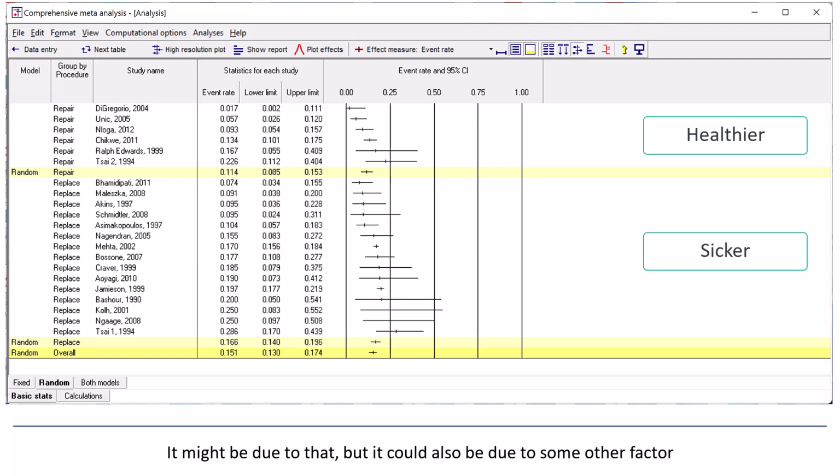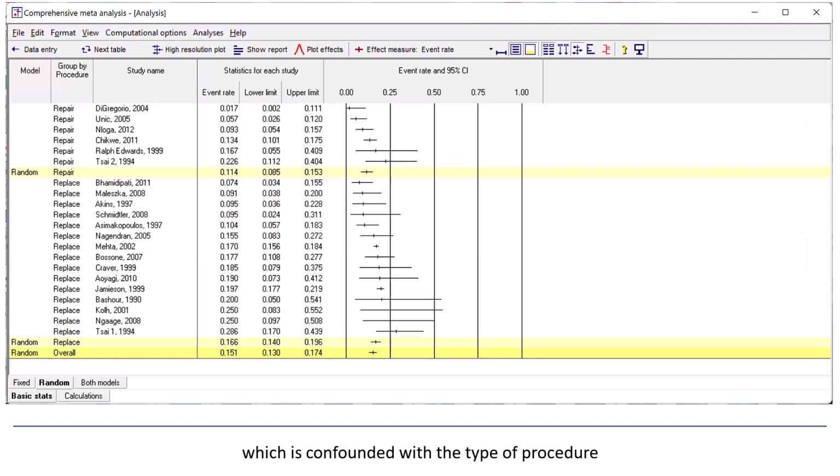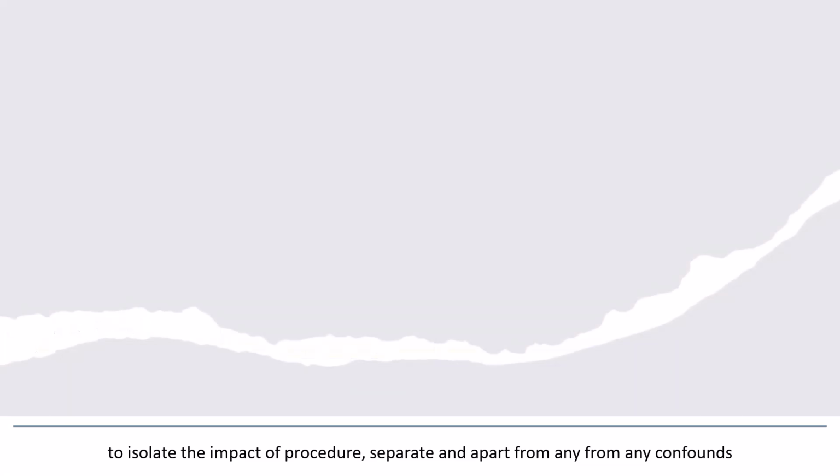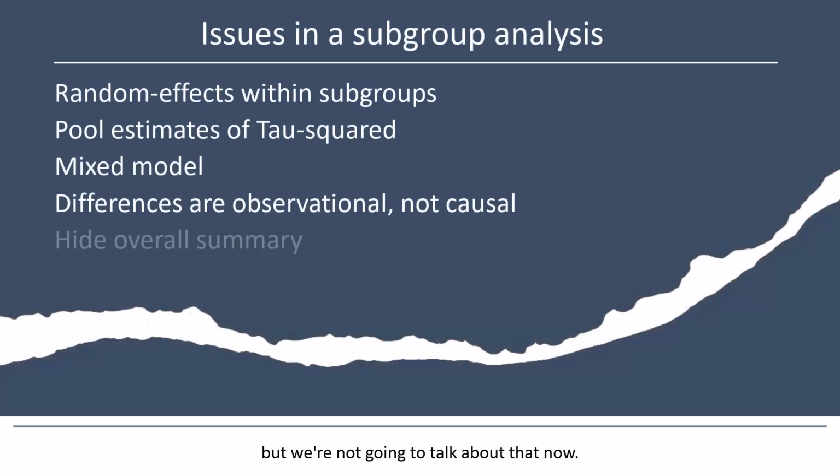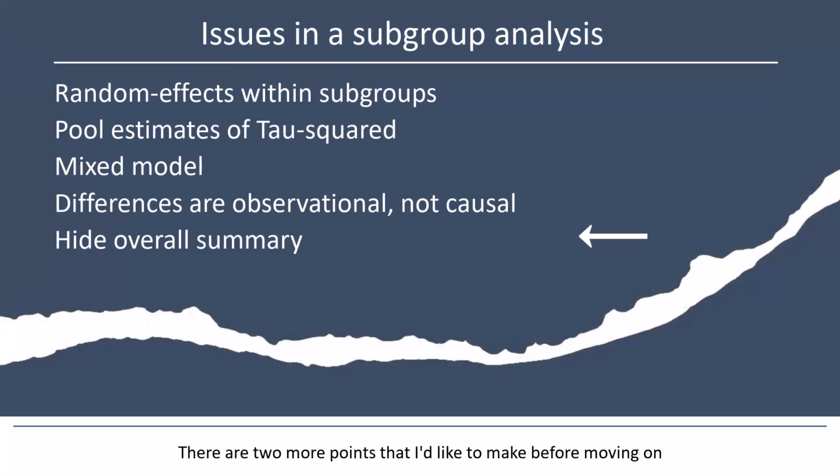It might be due to that, but it could also be due to some other factor which is confounded with the type of procedure. If we have enough studies in the analysis, it might be possible to use meta-regression to try to isolate the impact of procedure separate and apart from any confounds, but we're not going to talk about that now. There are two more points that I'd like to make before moving on.